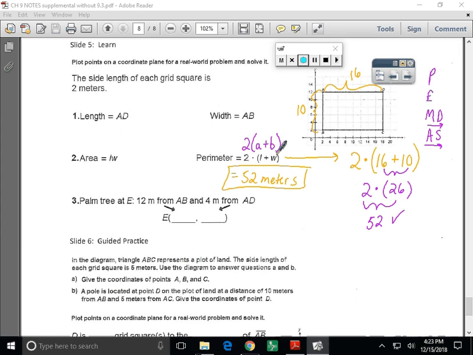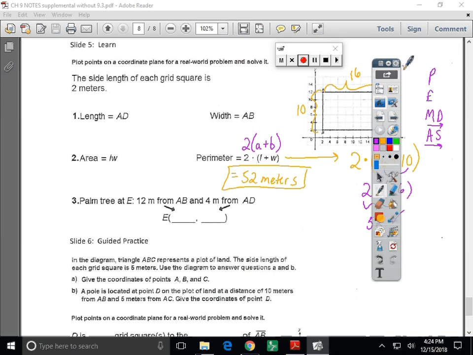Number 3 says palm tree is at E. Oh my goodness. 12 meters from AB and 4 meters from AD. We're trying to find a palm tree. This will be the last thing that I think we try on this one. Oops, as I toss my planner. Sorry, you probably heard that.